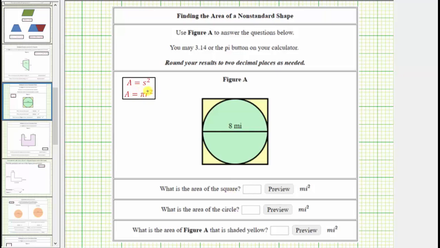The area of a square is equal to the square of the side length, which is normally given as A equals s squared. So for the square, we know the area is equal to the side length squared. Looking at the diagram, because the diameter of the circle is 8 miles, each side length of the square is also 8 miles. Which means the area of the square is equal to the square of 8 miles, and because 8 squared is equal to 64, the area of the square is equal to 64 square miles. The units are already given, and therefore we just enter 64.